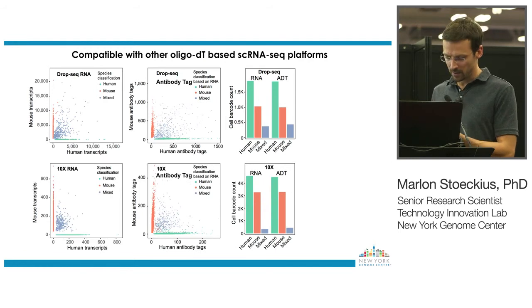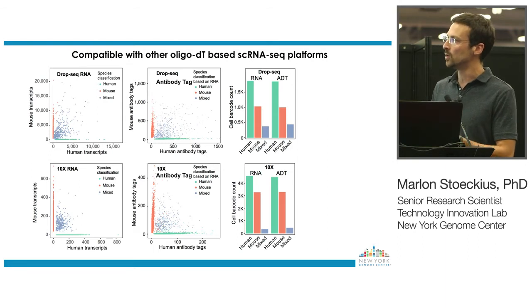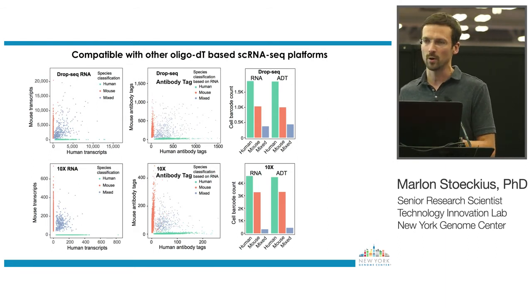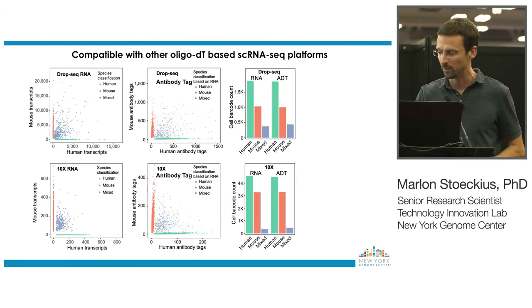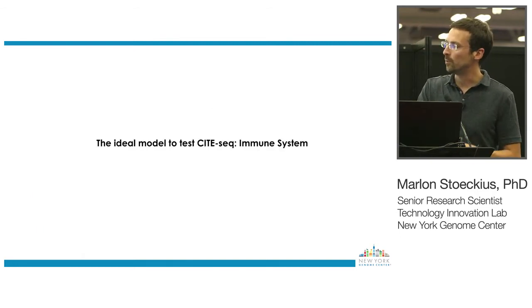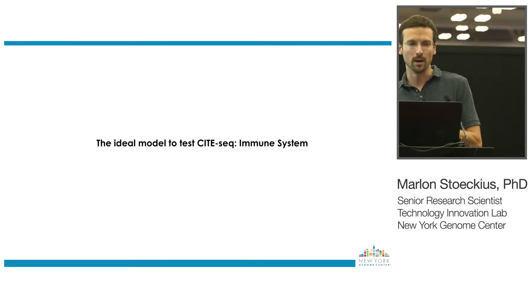And of course, the method is compatible with other single-cell RNA sequencing workflows. This was in the beginning when we were still using drop-seq. Now, most of the time, we're actually using 10x, and the method works comparably well on 10x and other single-cell RNA sequencing workflows that are oligo-dT-based. So then we next went ahead and asked ourselves, what would actually be the best way to really benchmark the system?